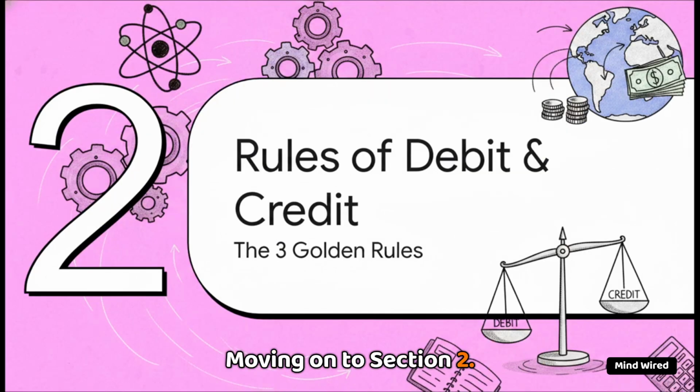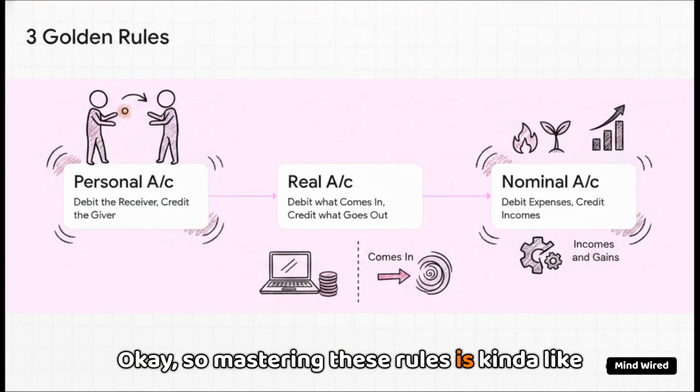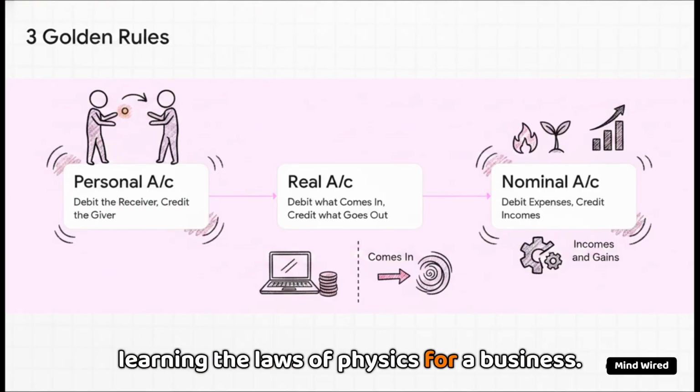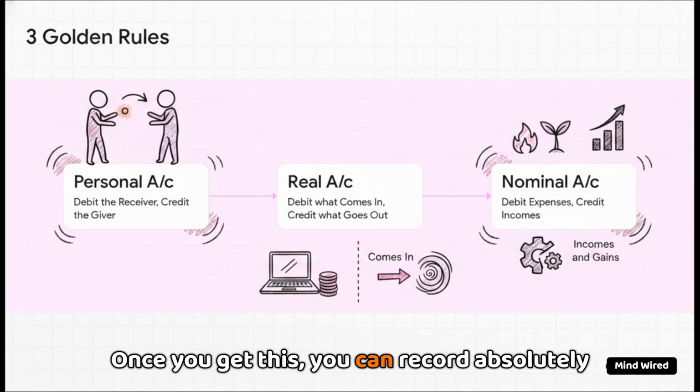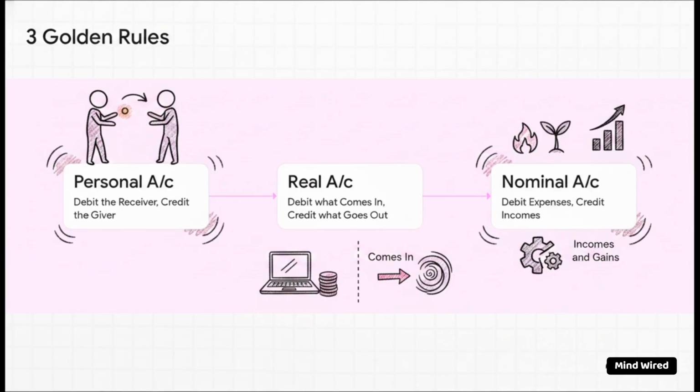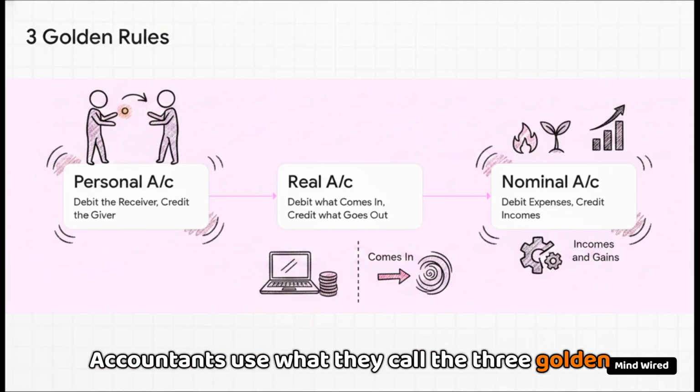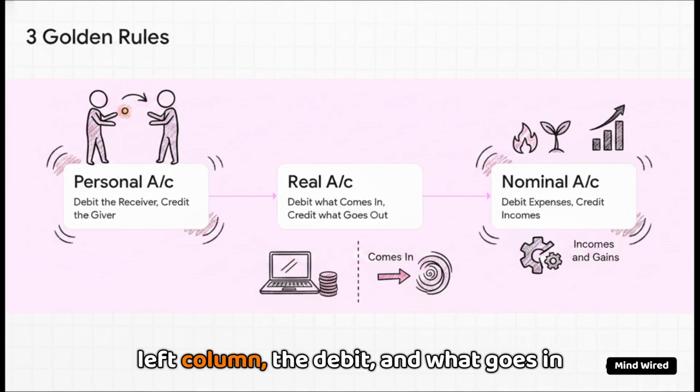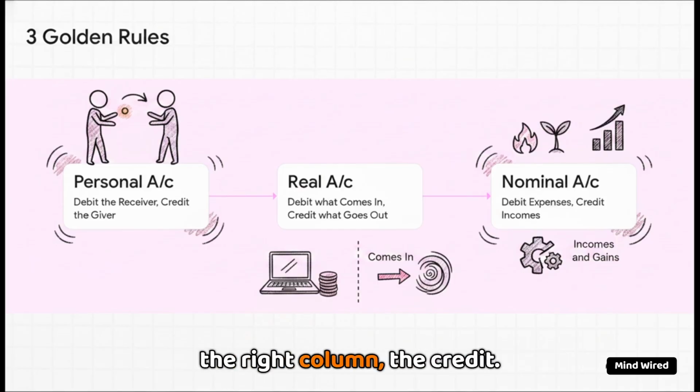Moving on to Section 2, Rules of Debit and Credit. Okay, so mastering these rules is kind of like learning the laws of physics for a business. Once you get this, you can record absolutely any transaction on the planet. Accountants use what they call the 3 golden rules to figure out what goes in the left column, the debit, and what goes in the right column, the credit.